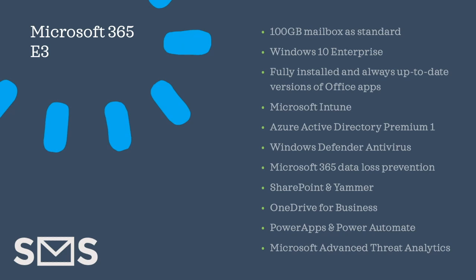These are just services that allow you to automate your business and create apps to automate work processes and workflows. And you also get Microsoft Advanced Threat Analysis, which is just analysing potential threats that could be targeting your organisation within 365.